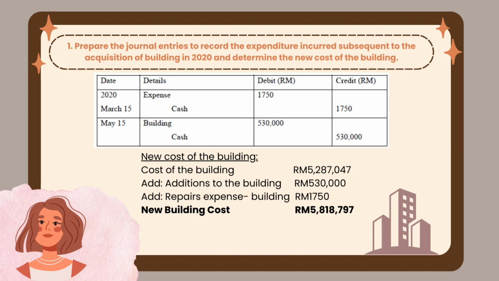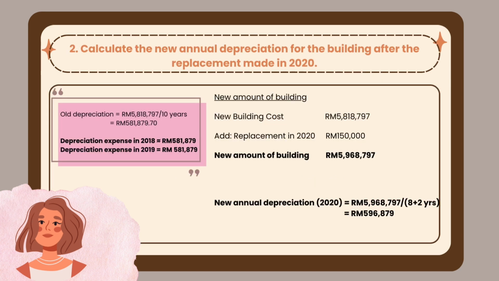To determine the new cost of the building, the cost of the building is 5,287,047 ringgit. Add additions to the building 530,000 ringgit. Add repairs expense 1,750 ringgit, and the total of it will be the new building cost of 5,818,797 ringgit. Question number 2.